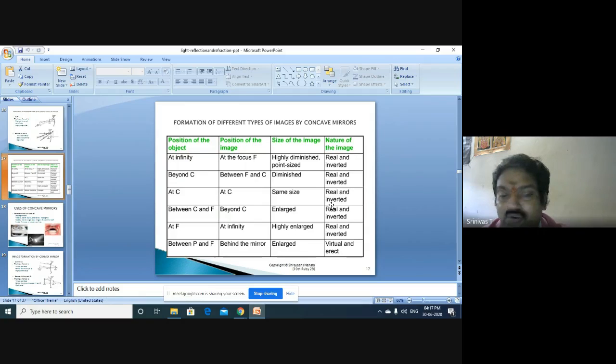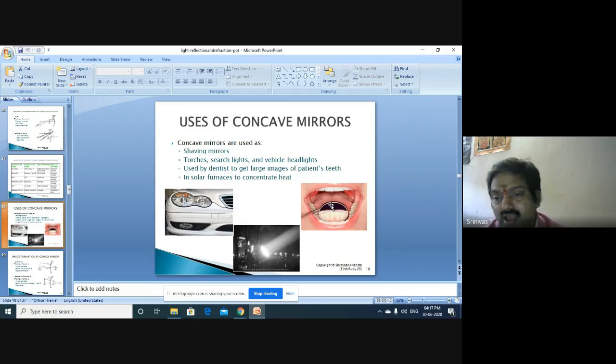You people have to have thorough acquaintance with this table. Now, coming to some of the uses of concave mirrors. So where do we use these concave mirrors or convex mirrors?